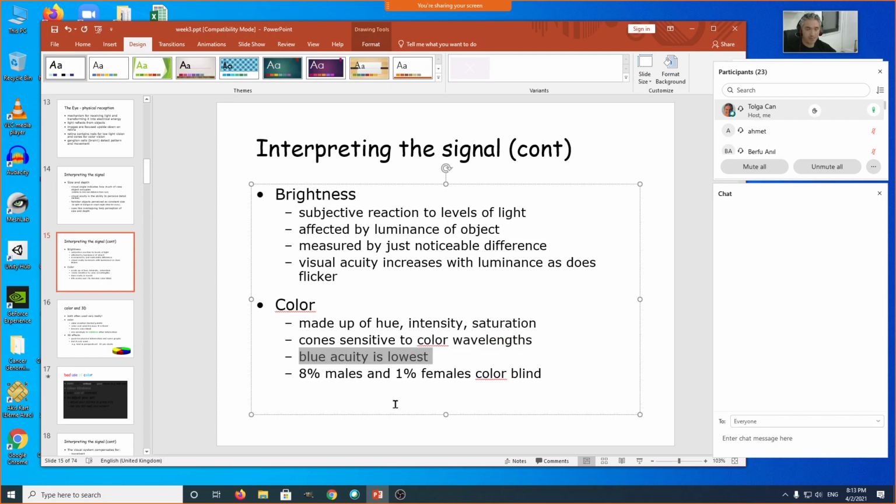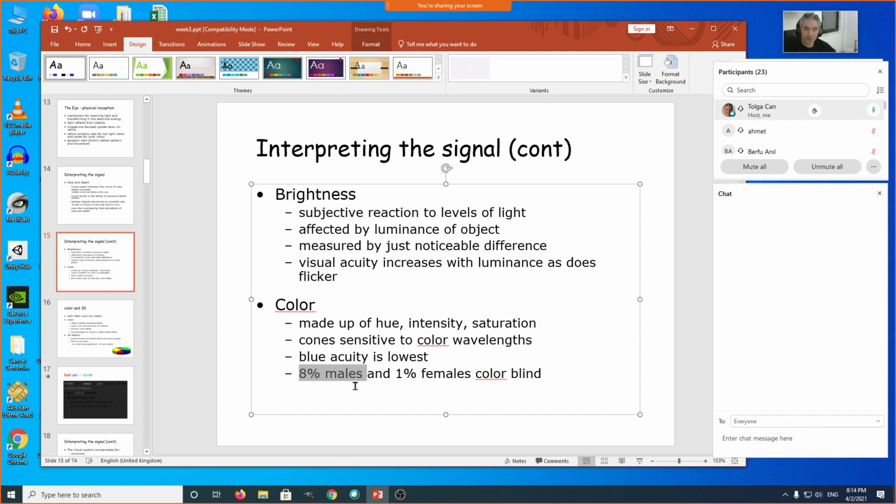Blue acuity, perceiving detail in blue color, is the lowest. And this is also a really high percentage: 8% of males and 1% of females are colorblind. And there's also actually levels of color blindness. So it's not something binary. There's a level of color blindness.